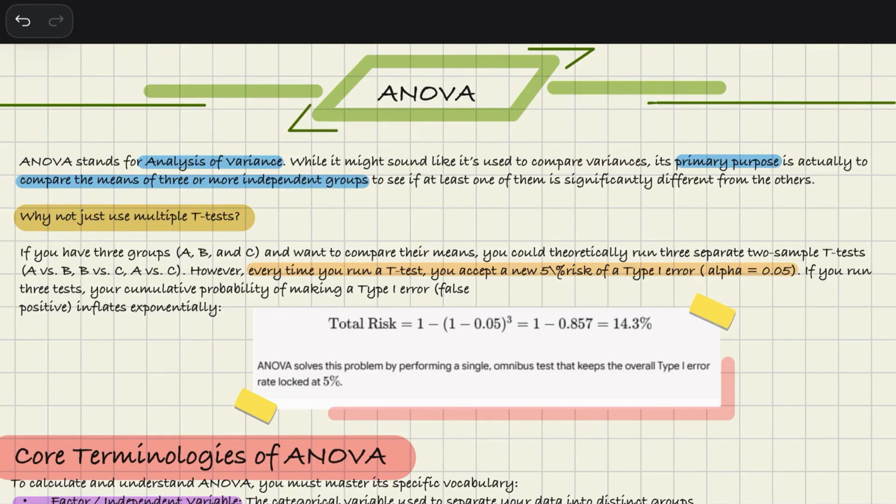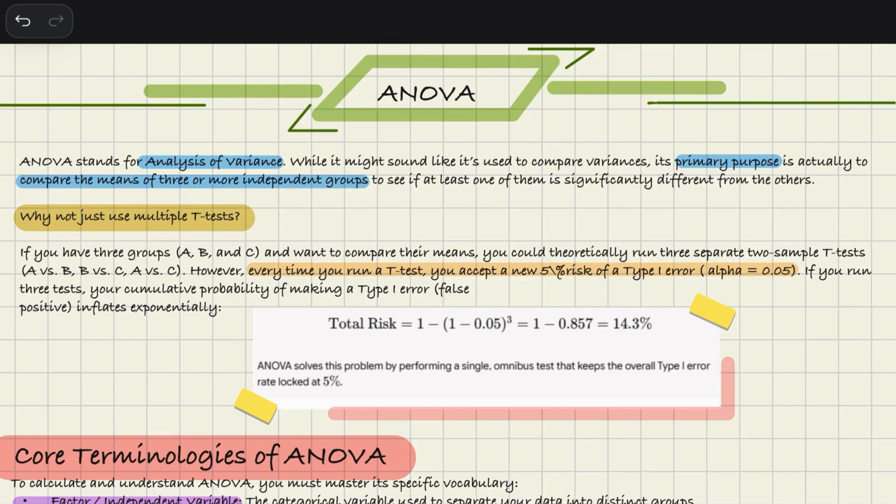Imagine you have 3 groups. Imagine you are testing 3 different website layouts, group A, group B and group C, to see which generates the most sales. If you wanted to use the t-test, you would run 3 separate comparisons: A versus B, B versus C, and A versus C. There would be 3 test comparisons you would run.